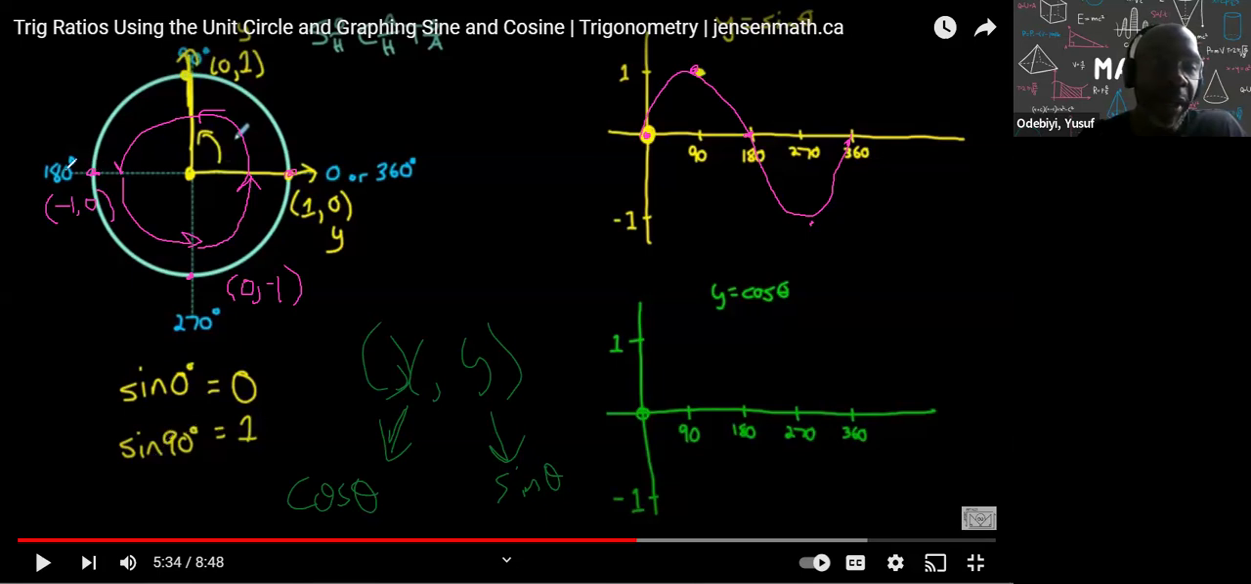If I plug in my angle of 180, what's my y value? I'm going to just ask that question in the chat. Someone just tell me if you guys are paying attention. If I plug in 180 for my angle, so sine of 180 is equal to what? Let's see who's following. Sine of 180 would equal to what?